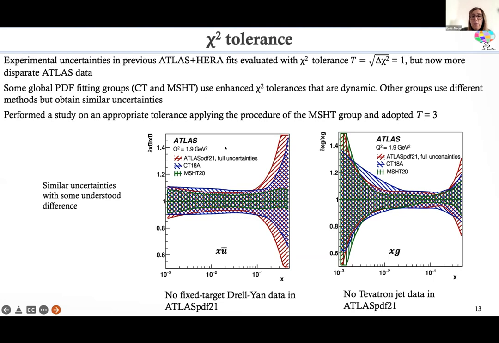We see here that when we compare the ATLAS fit with this criterion with the other global PDF fits, we get indeed a similar uncertainty, with some differences that are anyway understood. Just as an example, the larger uncertainty of the ATLAS fit at high X for the U-bar distribution is due to the missing fixed-target Drell-Yan data in the ATLAS fit, and the larger uncertainty at high X of the gluon distribution is due to the missing Tevatron jet data.